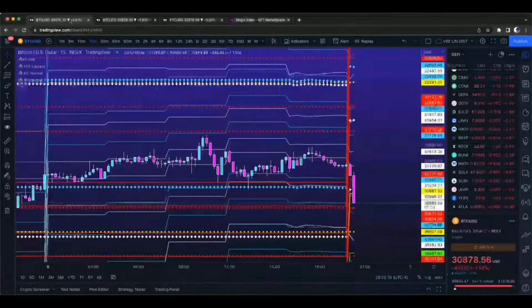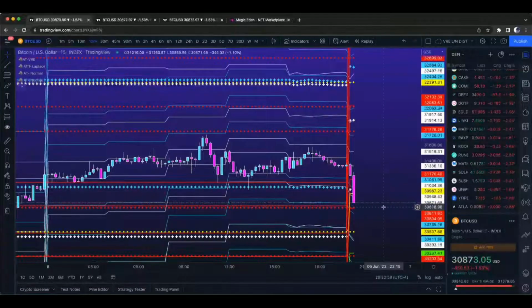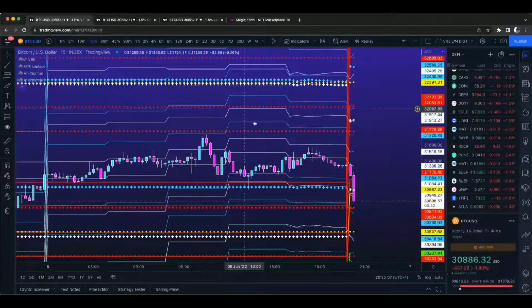We're going to test this weekly. Yep. This is what I kind of thought too. I thought we'd get a nice wick down into this weekly. Let's see if it kicks up from the top side though.